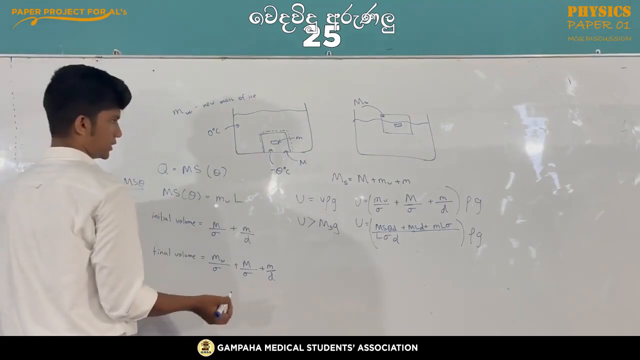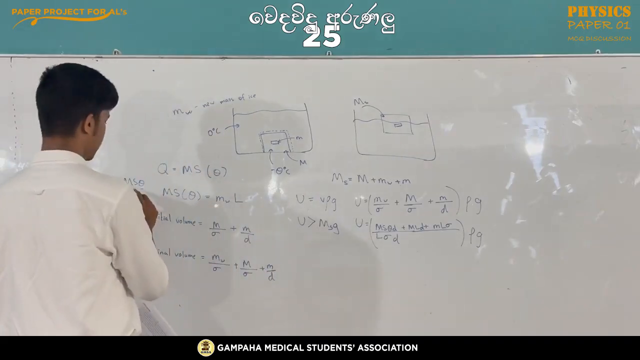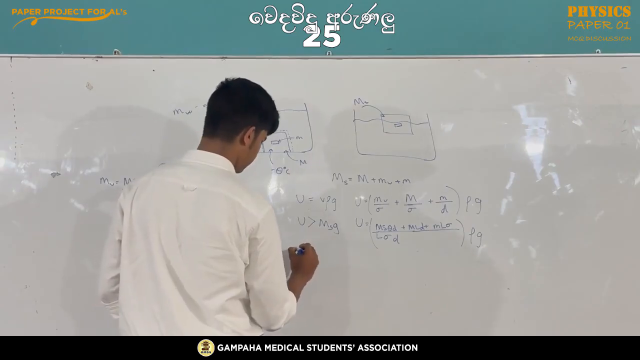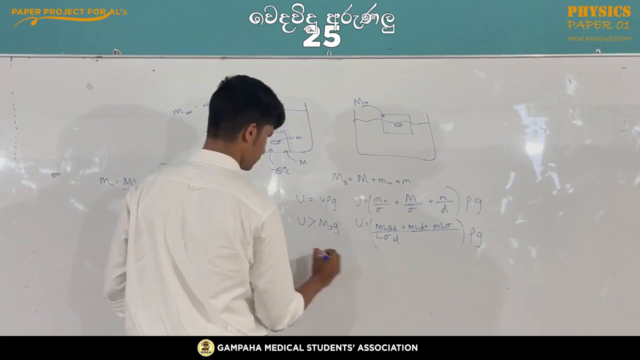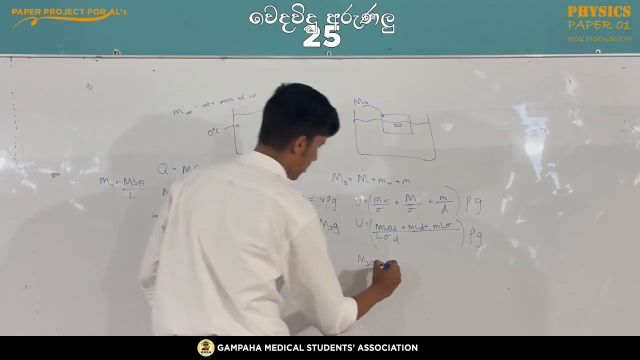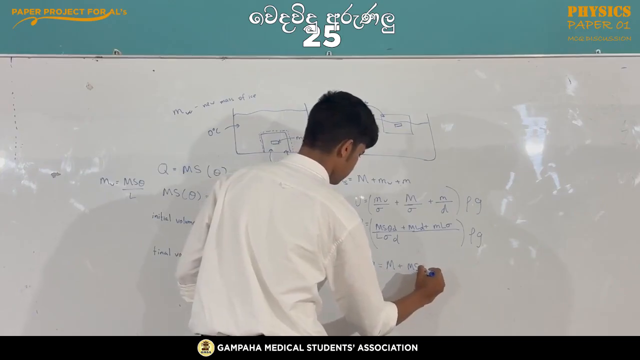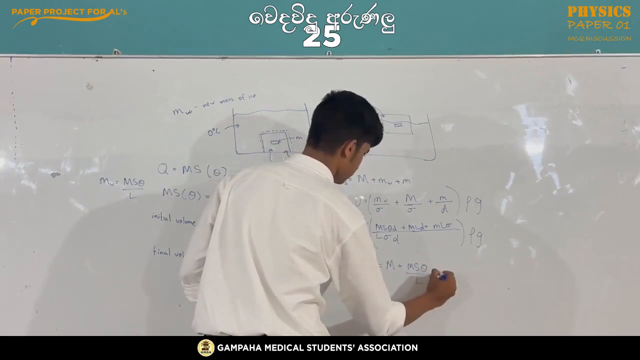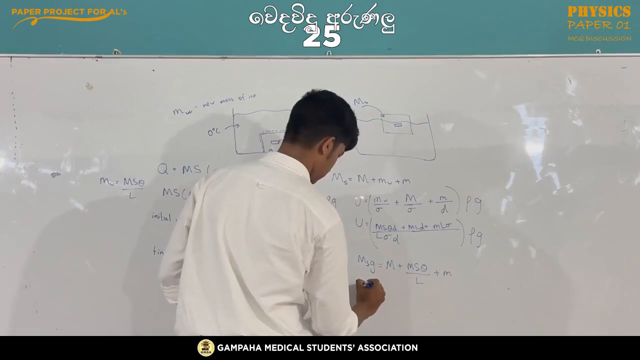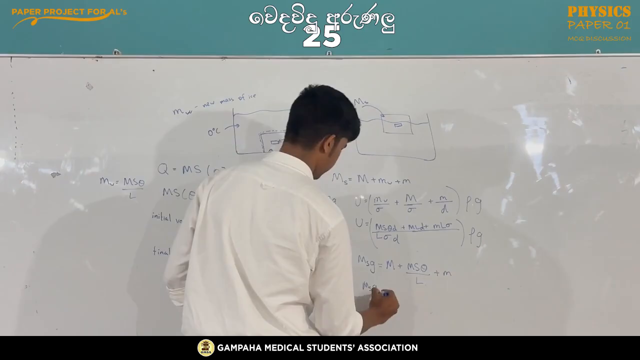So then the final mass is equal to, once again here we can use the M S theta over L instead of m W. So then the final mass is this, this is actually the final weight. The final weight is this.